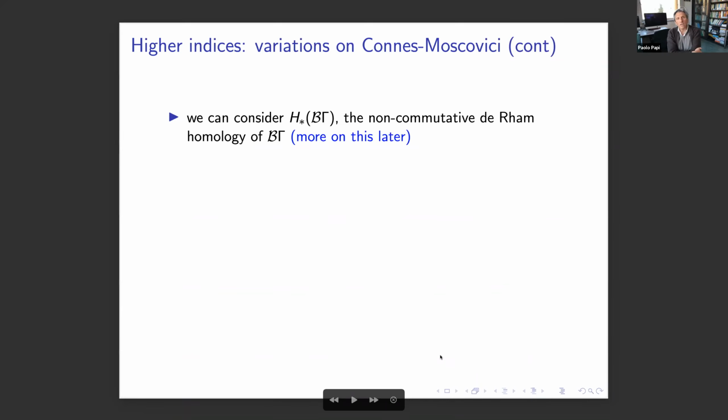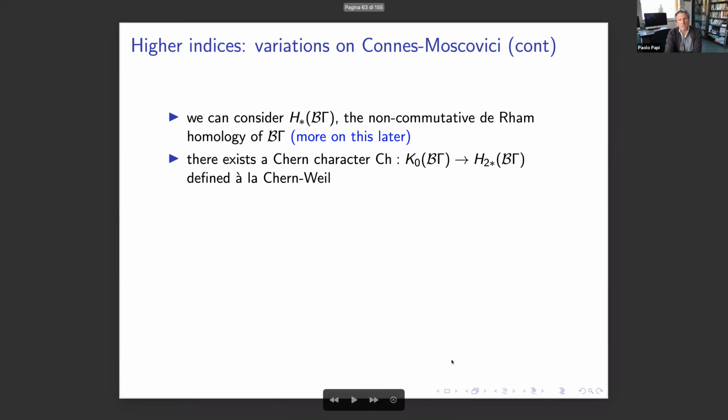Now, you can take the non-commutative de Rham cohomology of this algebra. I'll say more about this in a moment. But the important point is that you can also take a Chern character. So this was defined, for example, in a little book by Karoubi, but you mimic the usual definition with characteristic classes a la Chern-Weil. And you can define this Chern character.